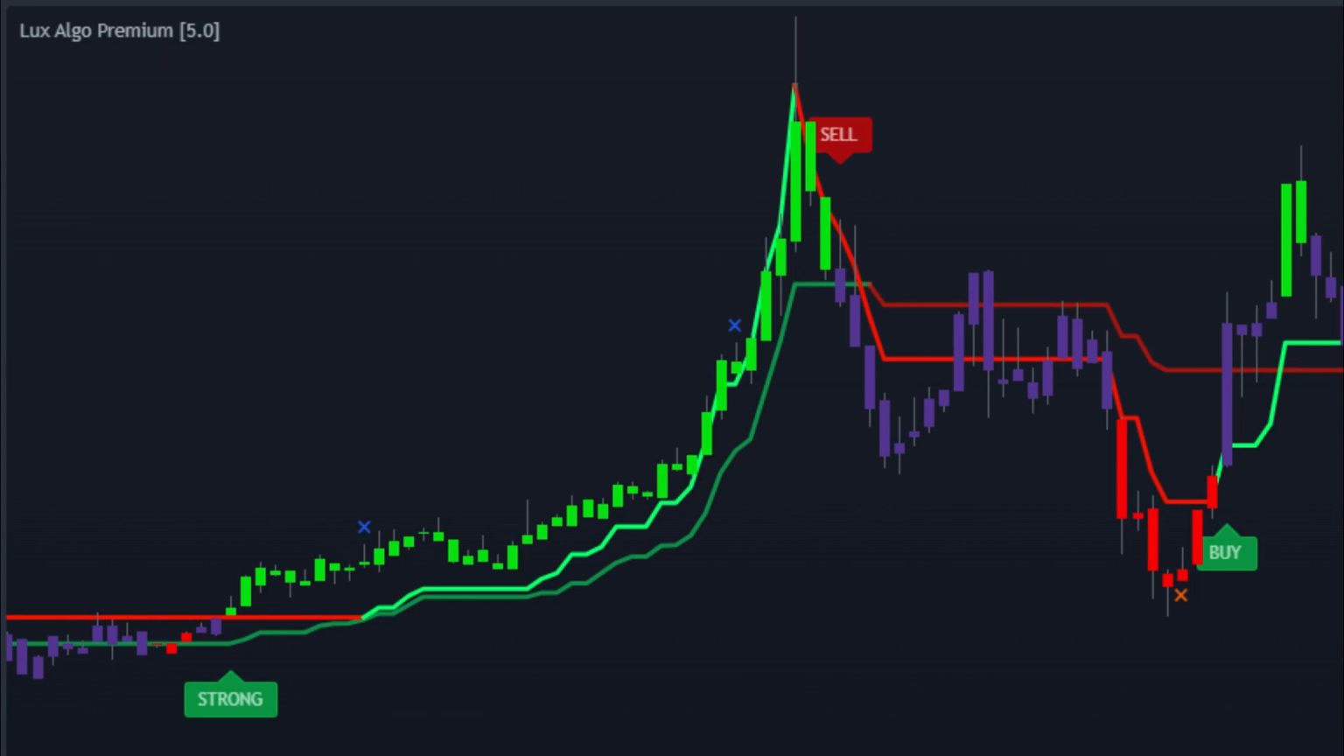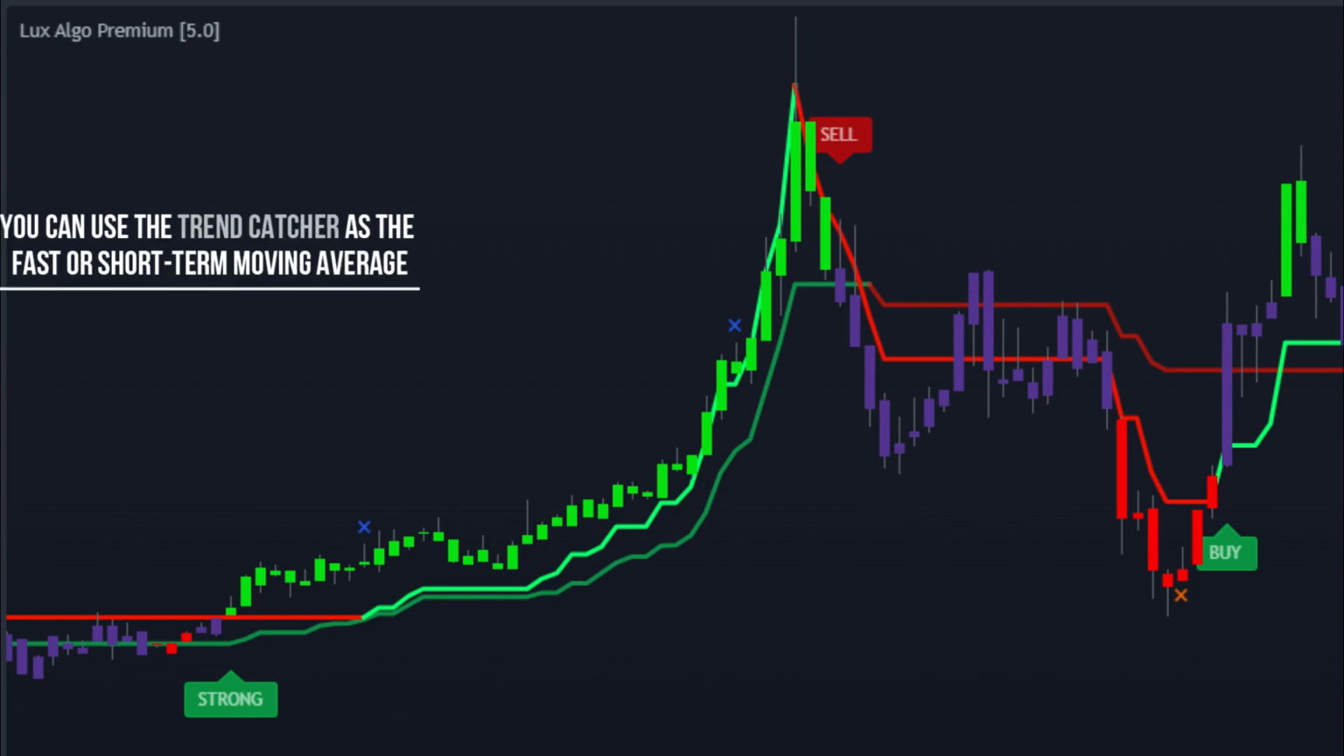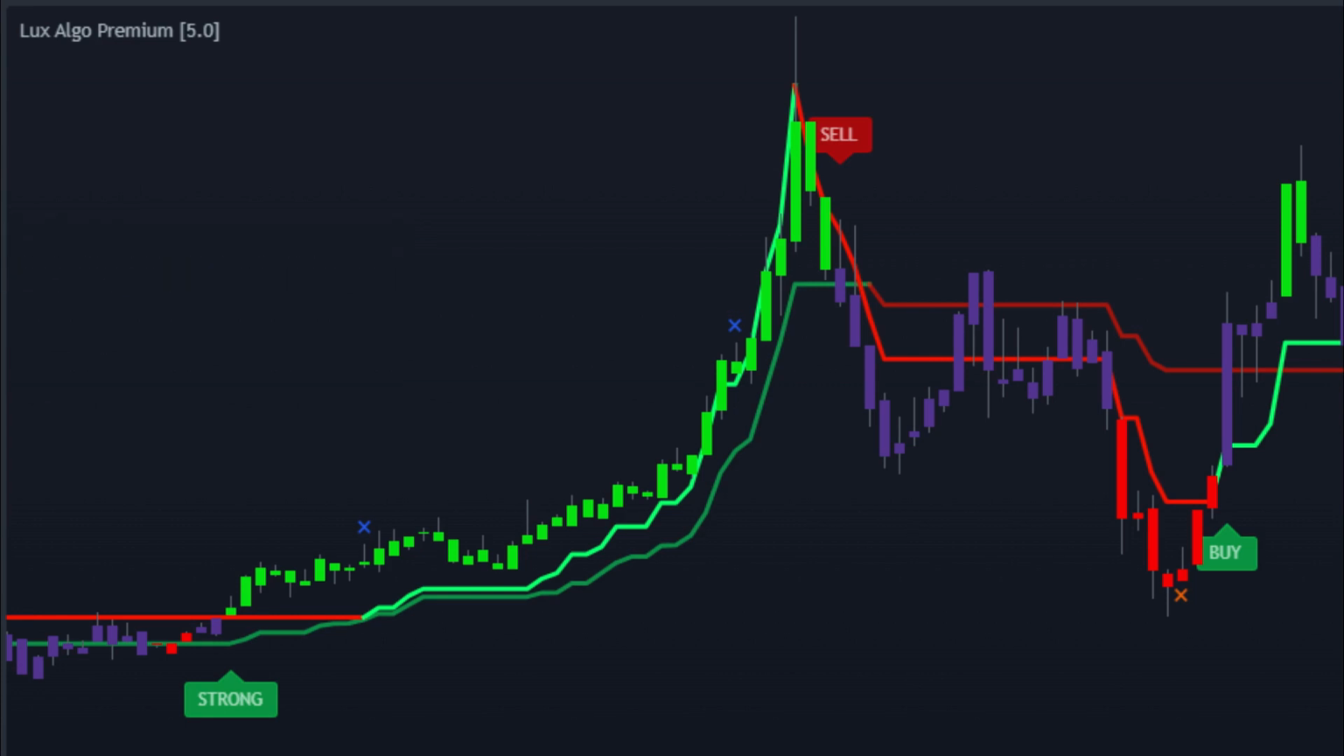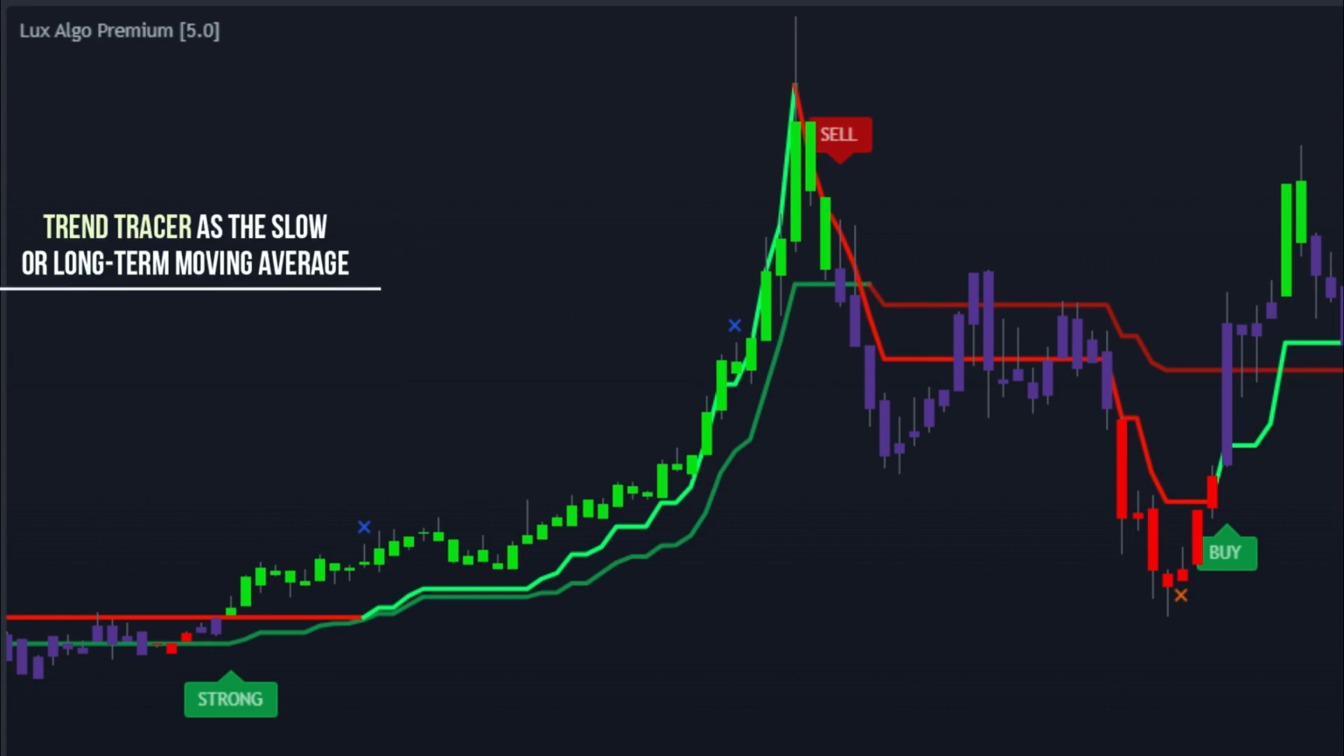You can also develop a crossover strategy when using both the trend tracer and trend catcher together. Similar to a moving average crossover strategy, you can use the trend catcher as the fast or short-term moving average and the trend tracer as the slow or long-term moving average.